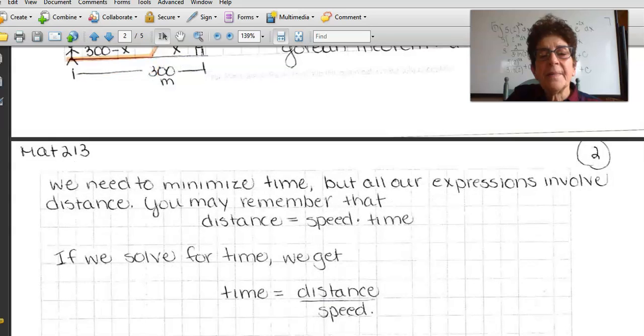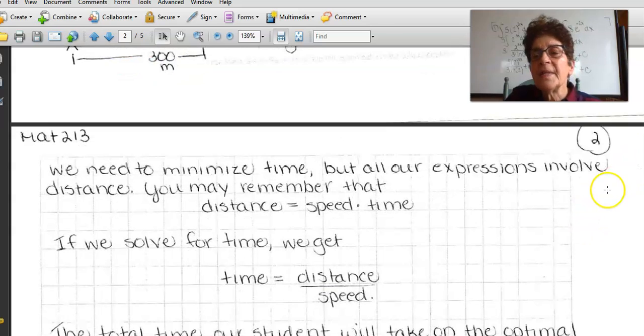We want to minimize time, but all of these expressions involve distance. So how do we relate distance and time? You might remember the distance is your speed times the time you're traveling at that speed, right?